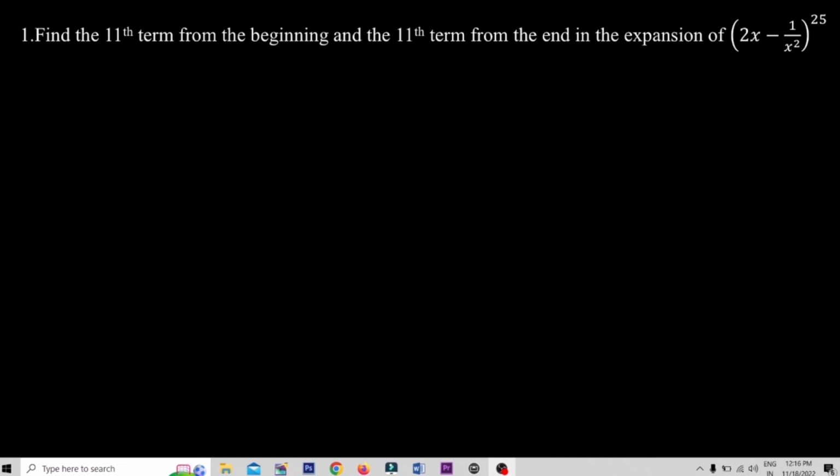So let us solve the R.D. Sharma binomial theorem, exercise 18.2, some selected sums. In this case, the sum number 1 is: find the 11th term from the beginning and the 11th term from the end of this expression. So in this case, there are (2x minus 1 by x square) whole to the power 25. So it has 26 total terms.